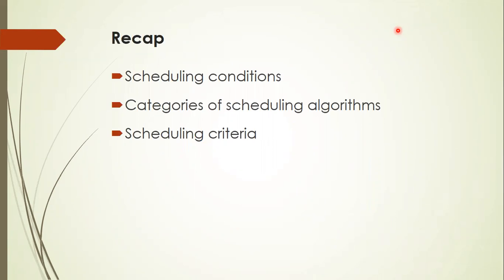The first one is when a process is moved from running state to waiting state. This happens whenever a process needs to do some IO operation. The second condition is when a process is moved from running state to ready state. This happens whenever a high priority job arrives. The third one is when a process is moved from waiting state to ready state. This happens after the process which has previously requested an IO operation has completed its IO operation. And the fourth condition is when a process terminates.